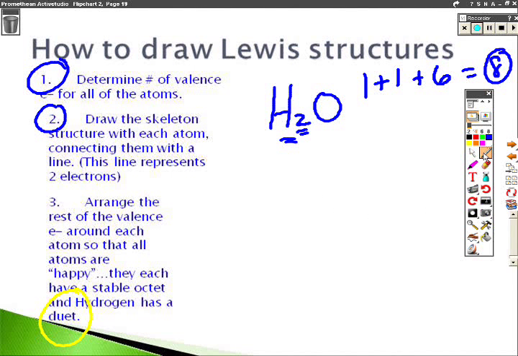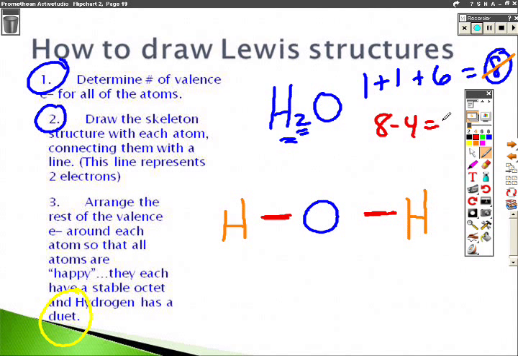Oxygen in the middle. I'm going to draw bonds. Okay, put hydrogens on the outside here. Now, how many valence electrons do I have to draw? 8. How many have I put here? I've put 2, and 2 is 4. I have 4 more to draw, don't I? Because 8 minus 4 equals 4. 4 left to draw.